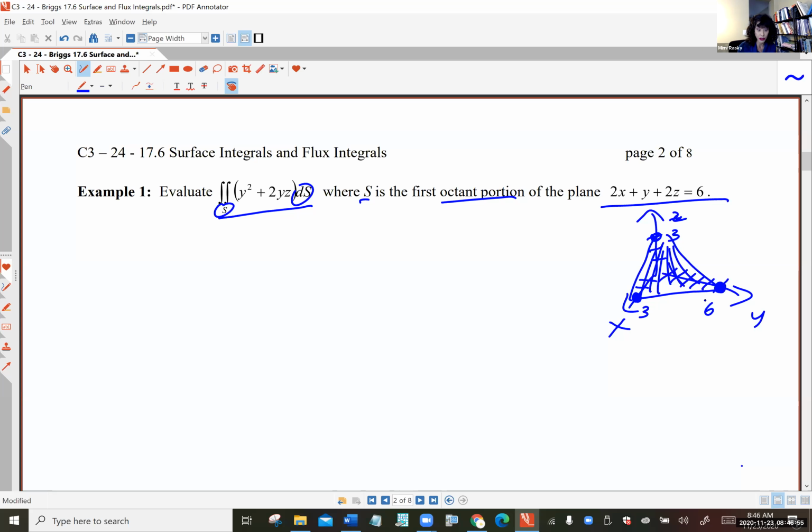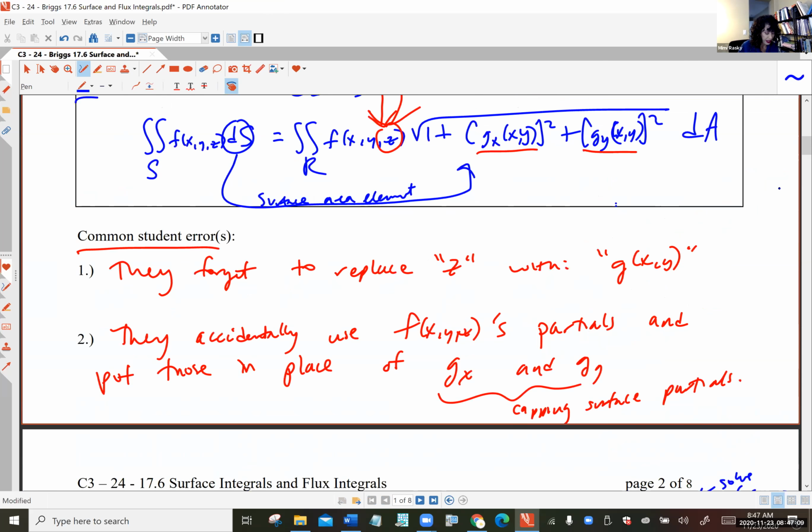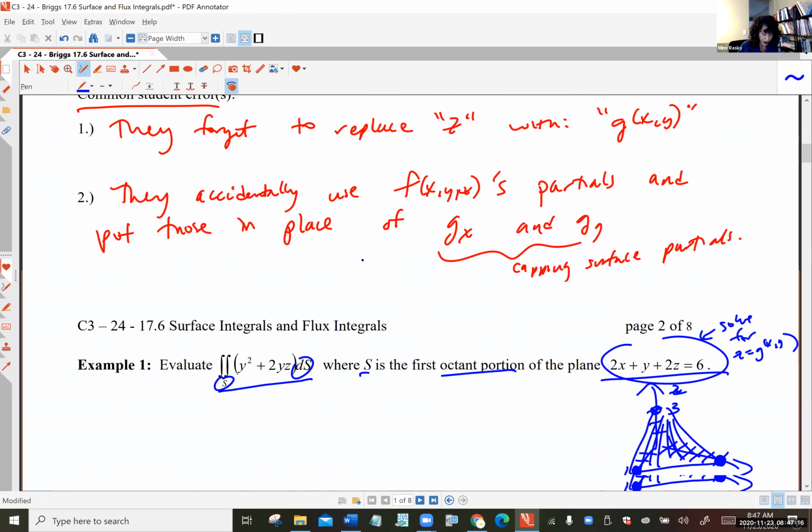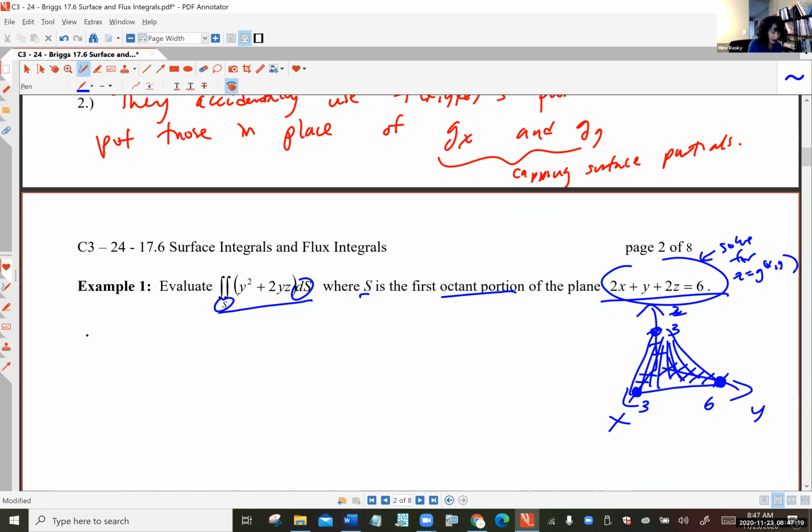Fine, that's our surface. Now the problem is, before I set this up, we're going to need to solve for z, because you need z, which is your little g of x y in the theorem on the previous page. So just look here. We need that z equals little g of x y first. So that's easy to do. If you subtract the 2x and the y from both sides of the equation and then divide both sides by 2, there's your z, which is your little g.